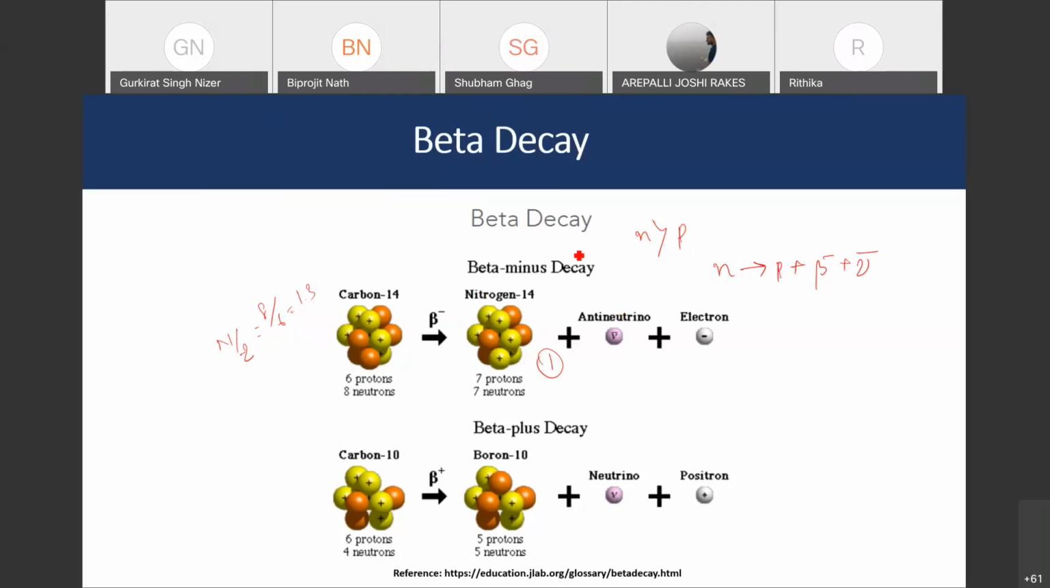So that's about the beta minus decay, in which we get an electron and a neutrino. And you might be asking me how this conversion goes on. I guess yesterday Navneet Kumar from AIIMS New Delhi explained well how this conversion takes place.